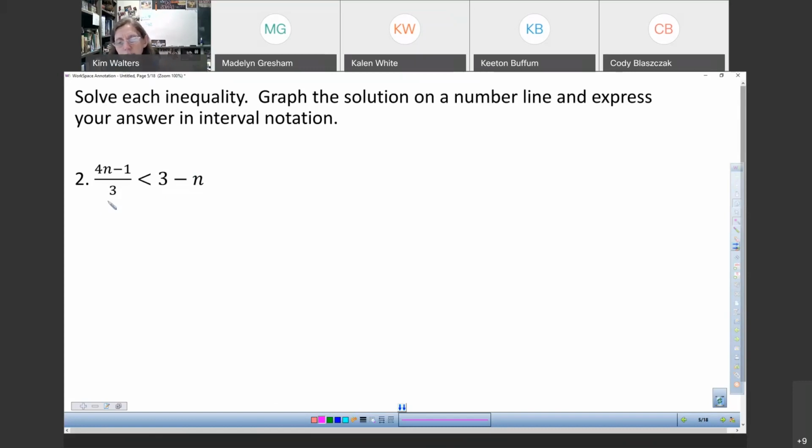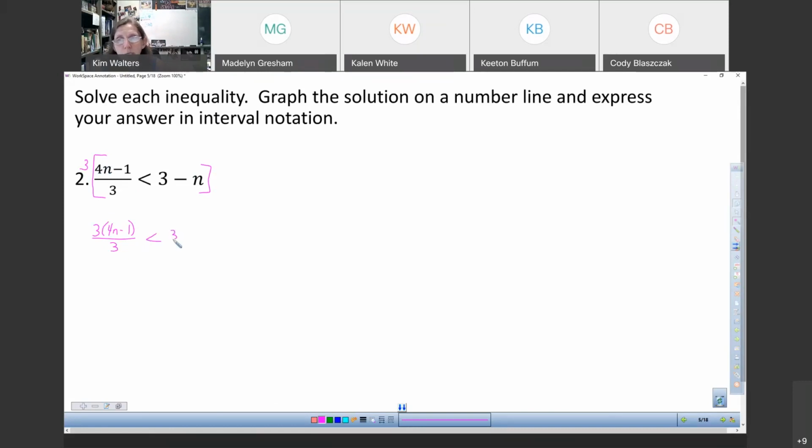So again, I've got this fraction here. We didn't like fractions the other day. Some of us didn't. Some of us like fractions. So what I'm going to do to solve this is I'm going to get rid of the fractions. So that means I'm going to multiply everything through by 3. So just like I did the other day, I'm actually going to write this down. So I have 3 times this. I'm multiplying by a positive.